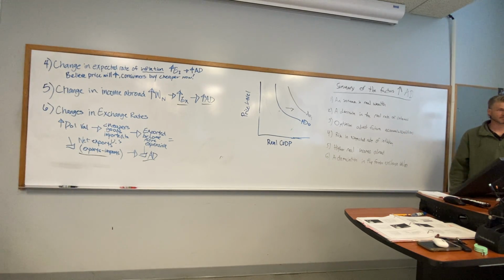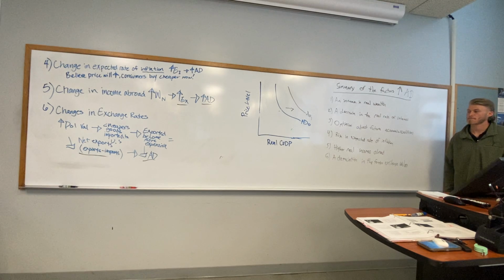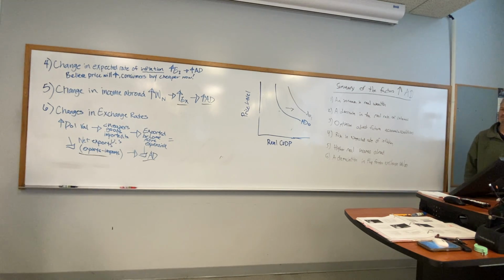What is the second word on number 6? Number 6, a depreciation. Sorry, I'm left-handed. I can't see what I write. It's a depreciation in the foreign exchange value. Depreciation, yeah. And then appreciation would do the opposite effect.